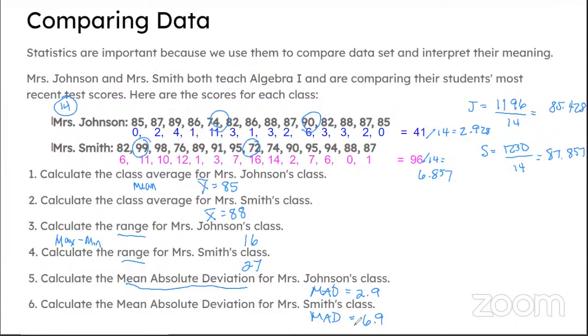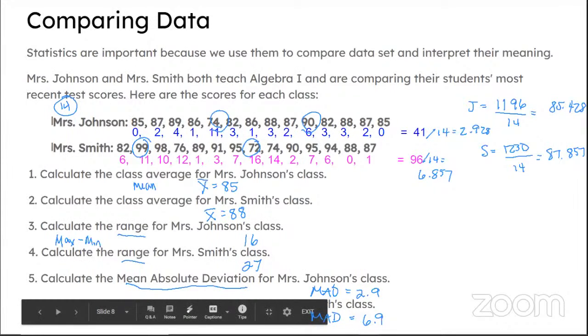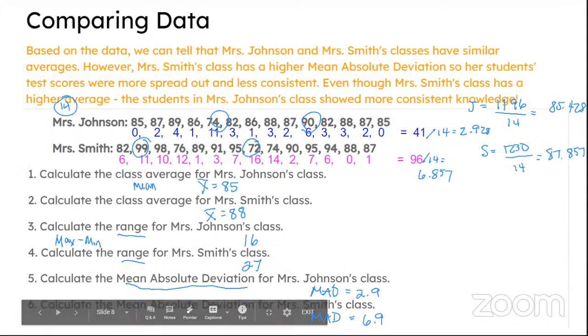All right, so mean absolute deviation. This can tell us a lot of information. So even though we have these averages that are very similar here, we can see that the spread, the range is much larger for Miss Smith's class. And even with the absolute deviation, we can see that on average, the people's test scores deviated from that average a lot more than they did in Miss Johnson's class. So Miss Smith's class is a lot wider spread.